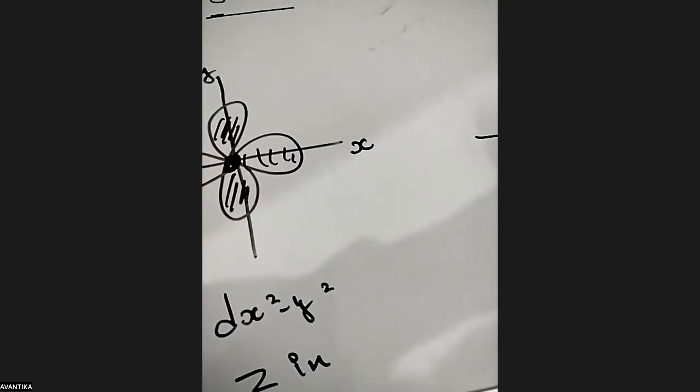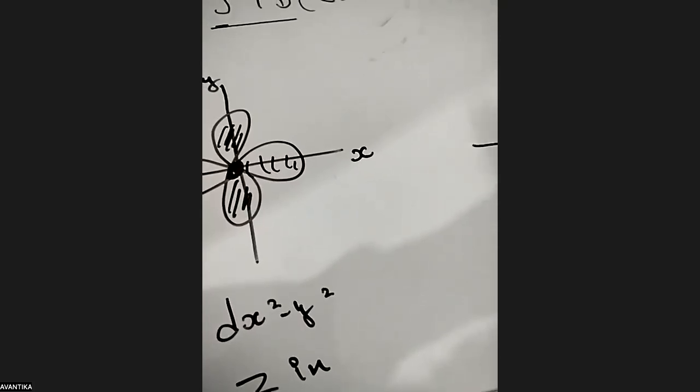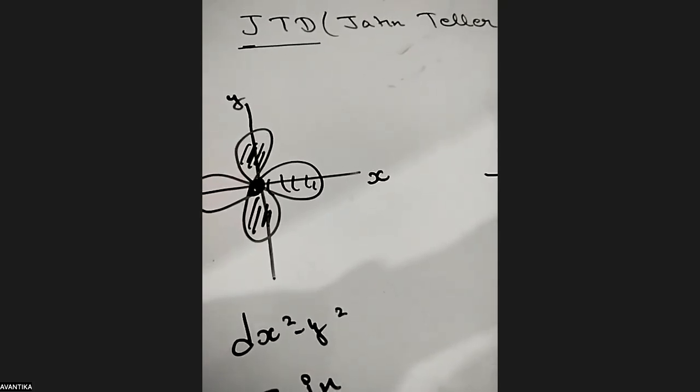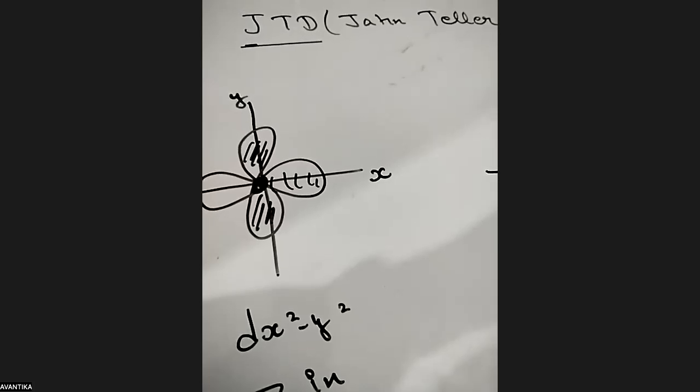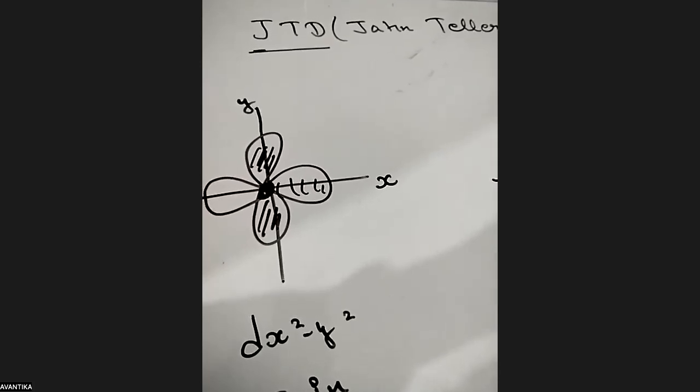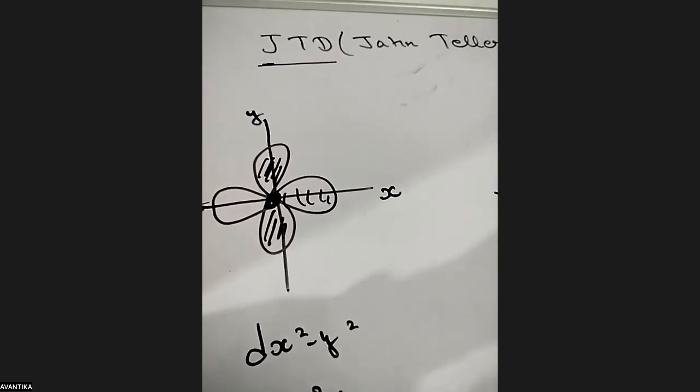And if we take the dz square orbital, if the electron is present in the dz square orbital, then the shielding effect occurs in this, and the Z effective will be lowered. So in the case of the dz square orbital, Z-out will occur.